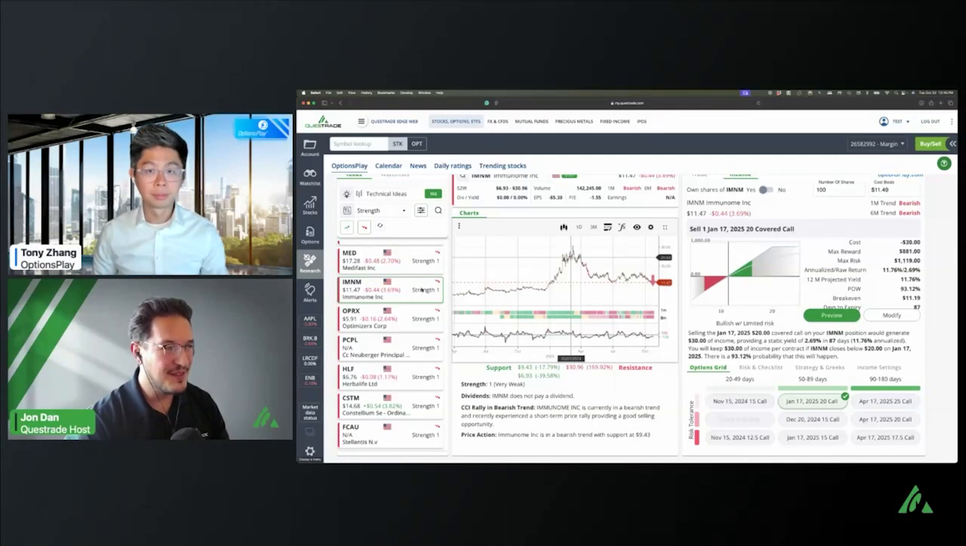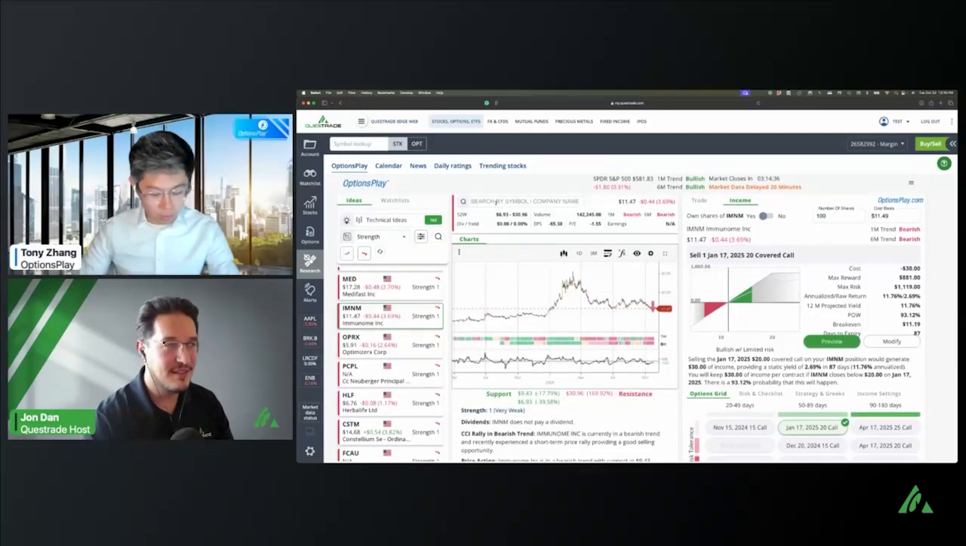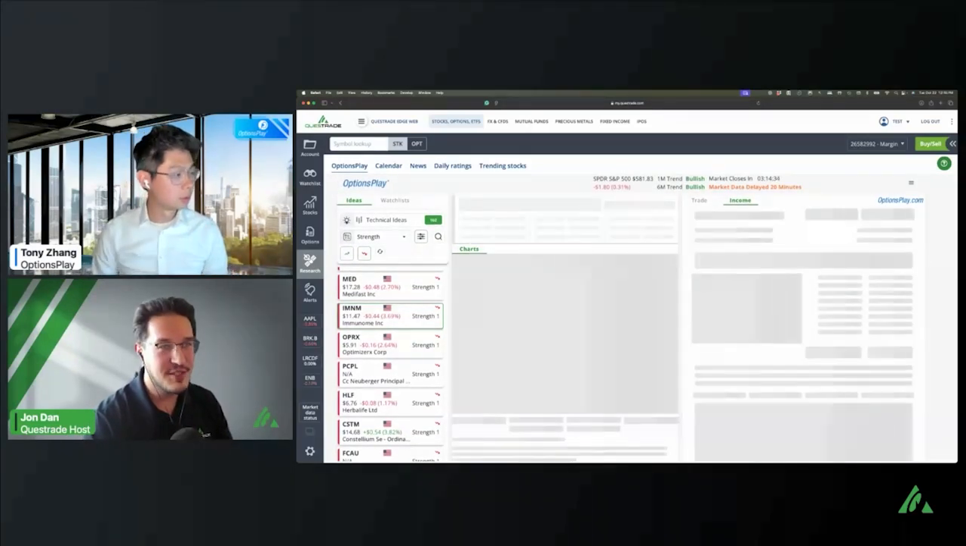That's fantastic. Thank you, Tony. So it's really important not just to pay attention to the number, but also which direction the arrow is going, what color it is, and that can give you a market-at-a-glance look through your technical ideas and the watch lists.